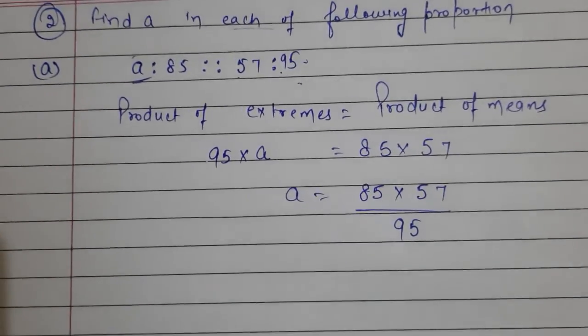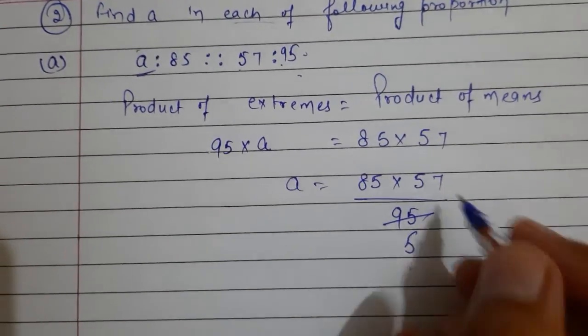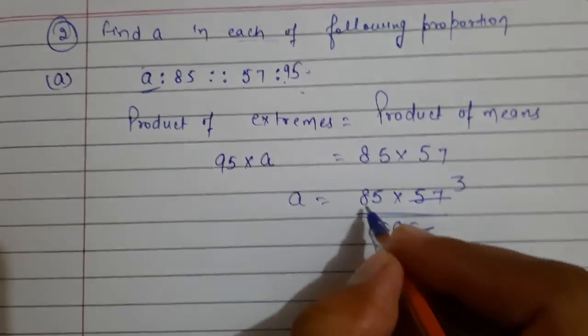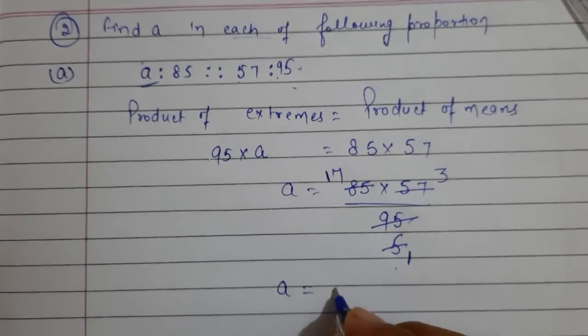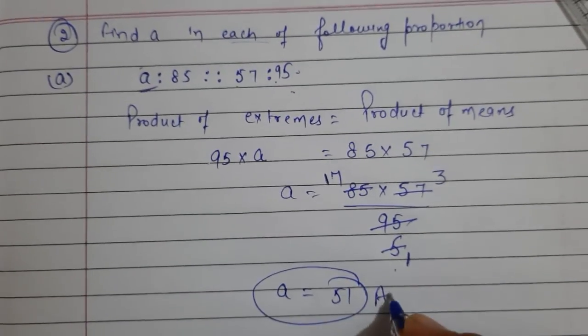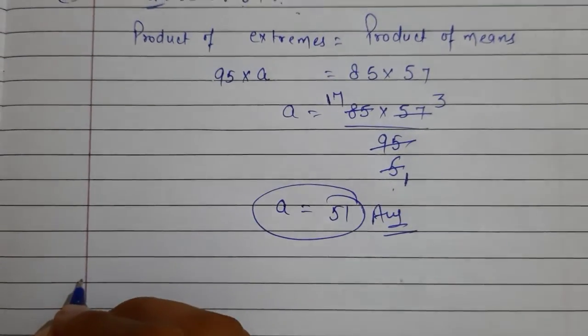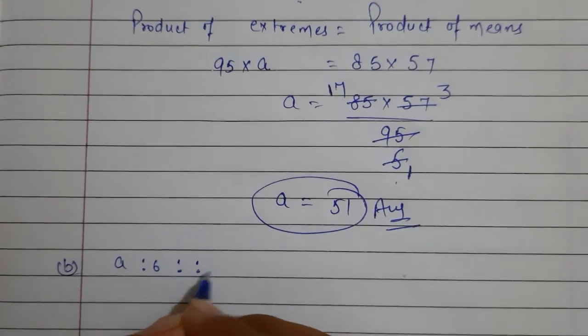Now we can cut this: 19 5s are 95, 19 3s are 57, 5 1s are 5, 5 1s are 5, 5 7s are this. So A is equal to 17 3s are 51. Answer. Same like this way we have to solve B also. All parts are the same.